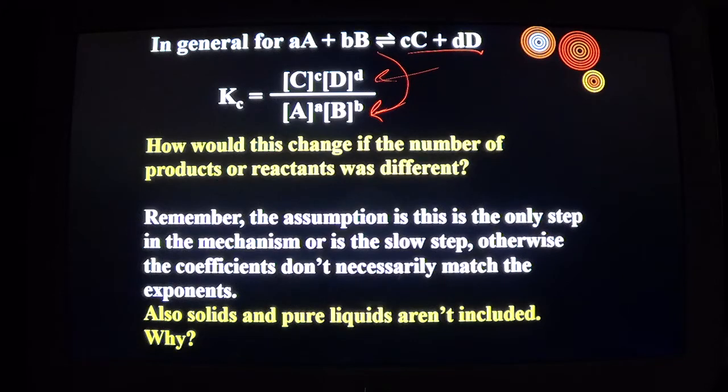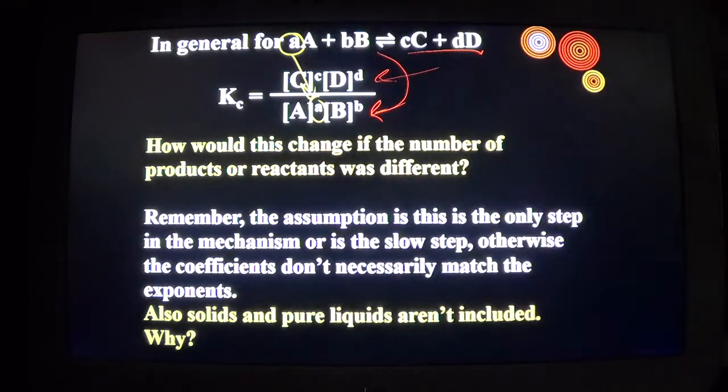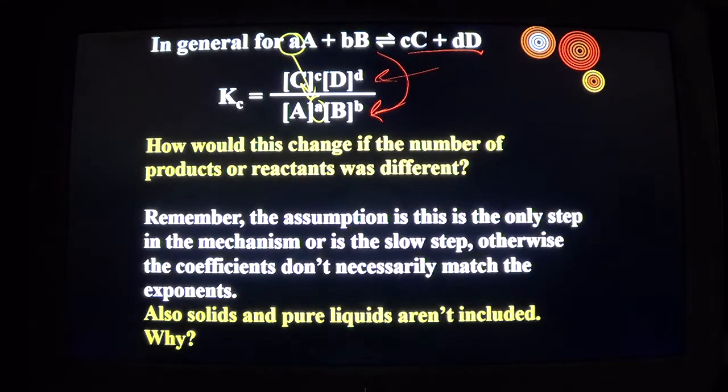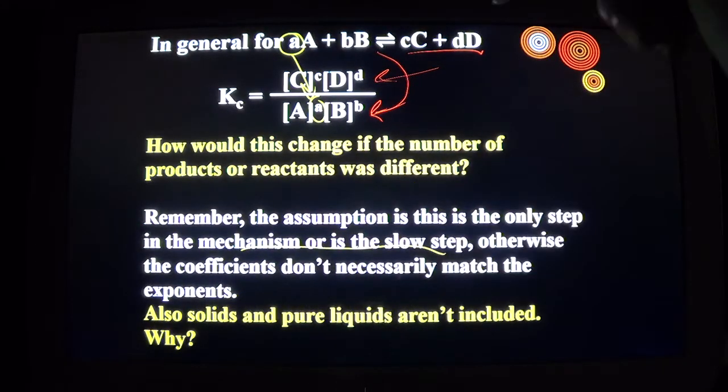Okay. Now to do this, as I just mentioned, see how the coefficients are the exponents? That indicates to us that we are assuming the mechanism is one step or that the equation we're working with is the slow step. That is an assumption we have to make in order for this to work. Also, we assume we do not include pure solids and pure liquids.